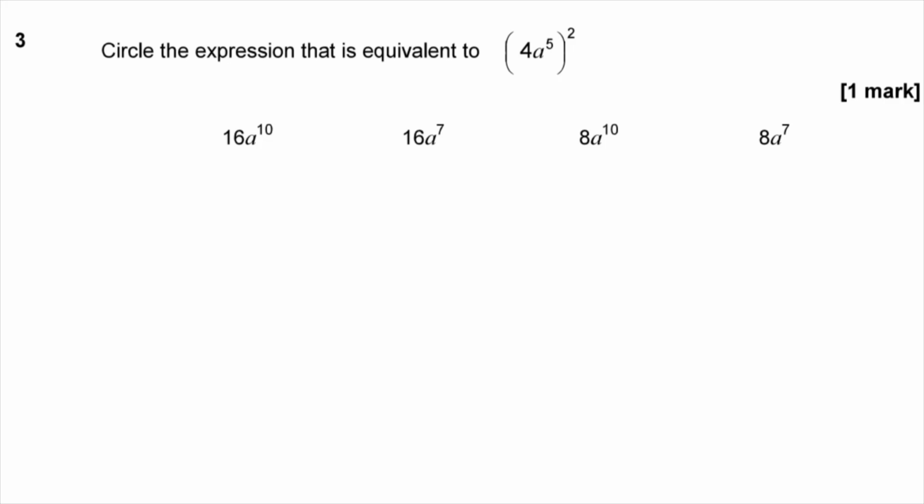Question 3. Circle the expression that is equivalent to 4a to the power 5, all squared. Now when you have an index of an index here, this index actually gets distributed to everything inside. So I'm actually going to be squaring 4 and I'm going to be squaring a to the power of 5. 4 squared is 16 and a to the 5 squared, a to the 5 times a to the 5, is a to the 5 times 2, which is a to the power of 10. Multiply those two indices together.